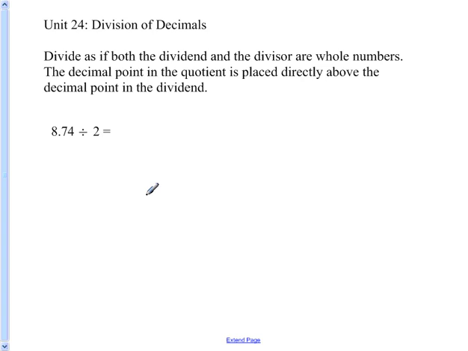So if I'm going to write this as a long division, I would write it as 2, and we're dividing 2 into 8.74. And so I just start off and I say, okay, how many times does 2 go into 8? Well, 2 goes into 8 4 times. And if I do that subtraction, there's nothing left over. Keep your decimal point, bring down the 7.